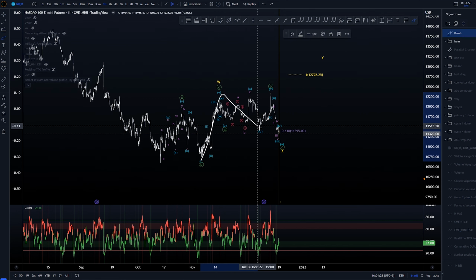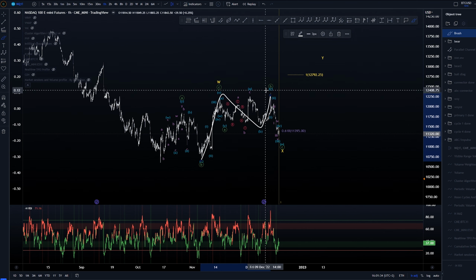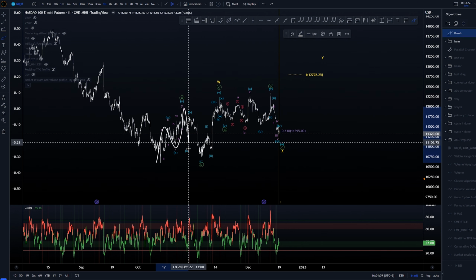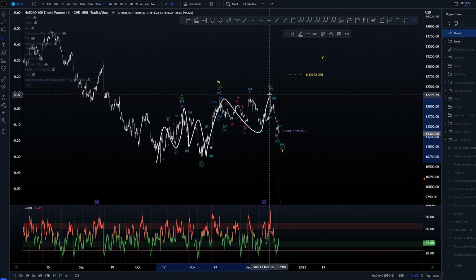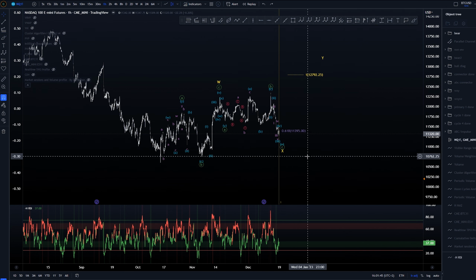Then I probably have to accept that this was an ABC structure here as well, and we would have some kind of count ending here. Is it like this 3, 3, 3? Not quite sure, but that is that.